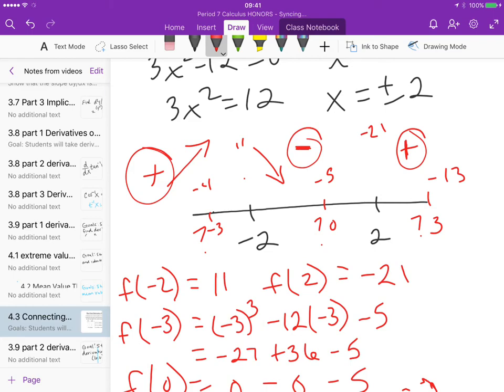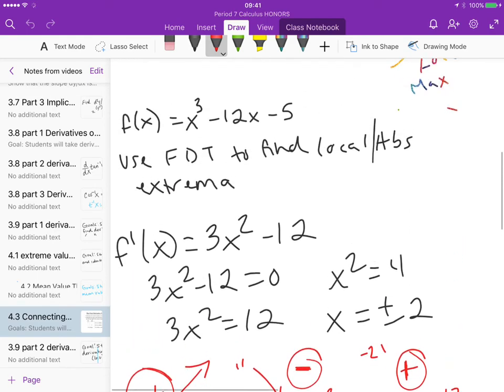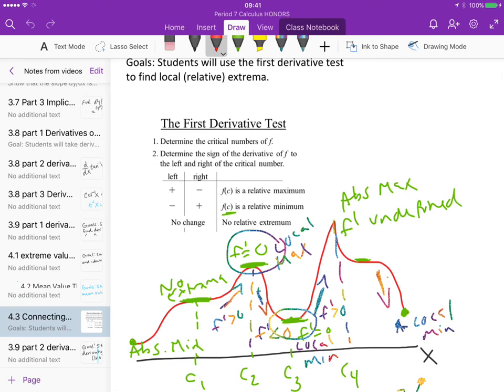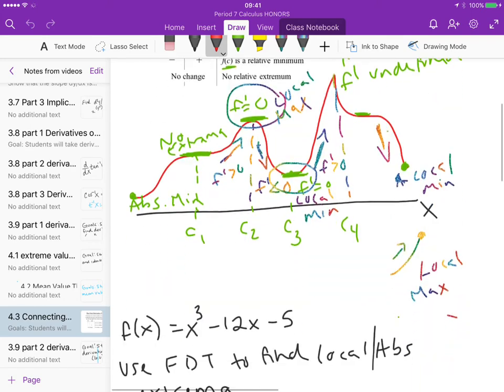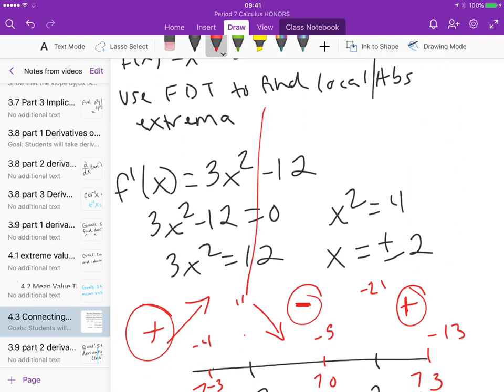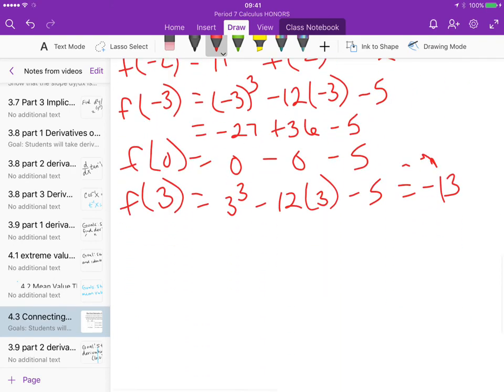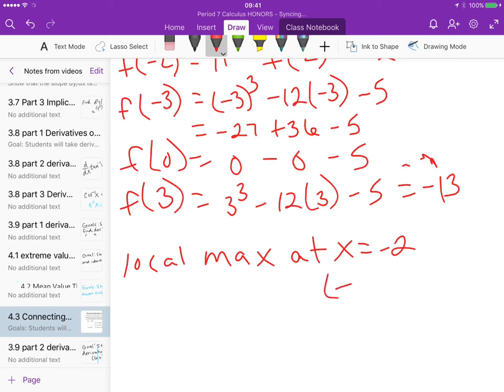So let's think of what's happening. I went positive to negative. So if I'm going to the left, it's positive, and to the right, it's decreasing or going down. Let's go back and take a look here. Positive to the left, negative to the right, that's a relative max. So we know we're going to have a local or relative maximum at -2. So local max at x equals -2, or in this case we ended up saying the point -2, 11.